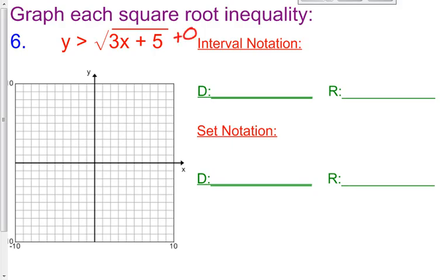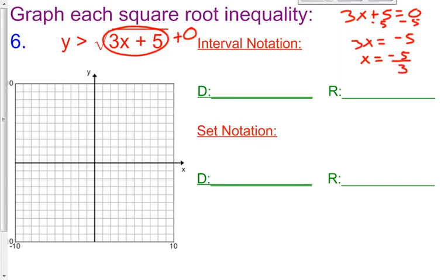So I'm going to find my vertex first, where my square root function starts. The x coordinate is when this equals 0. So when does 3x plus 5 equal 0? Well, you're going to subtract 5, so 3x equals a negative 5. And then you're going to divide by 3, so x equals a negative 5/3. Your x coordinate is going to be a negative 5/3.